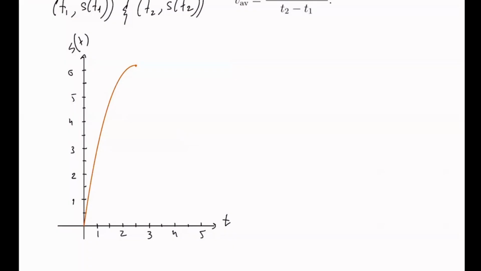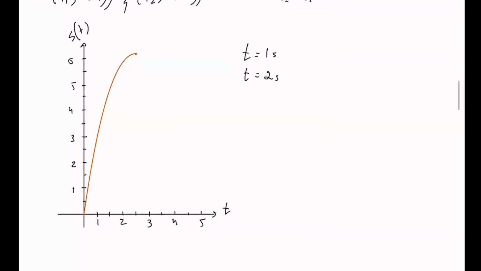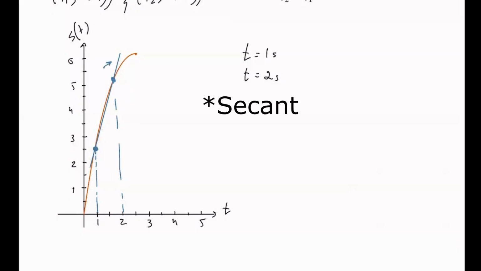So for example, let's find the velocity between t equals 1 second and t equals 2 seconds. On the graph, it's going to be from here, actually right here, t1 is 1 second and t2 is 2 seconds, probably somewhere here. So we are essentially looking for the slope of this secant line.